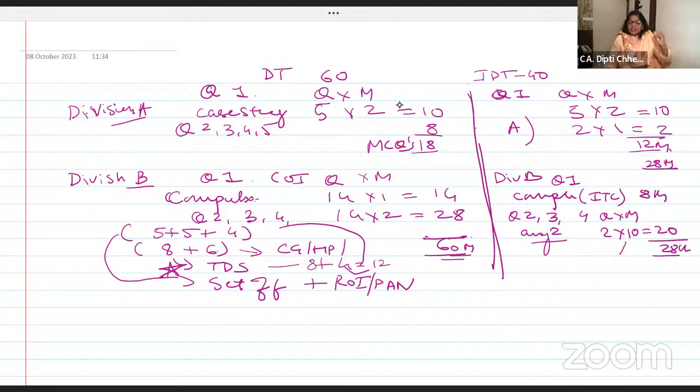And in 10 marks, the best part of the income tax paper is no big 10 mark question will come. You will get 5 plus 5 marks, or 6 plus 4, or sometimes 2 and 2 like this.